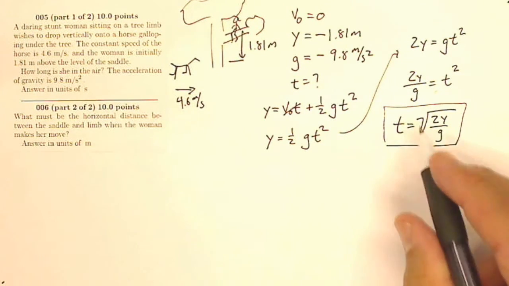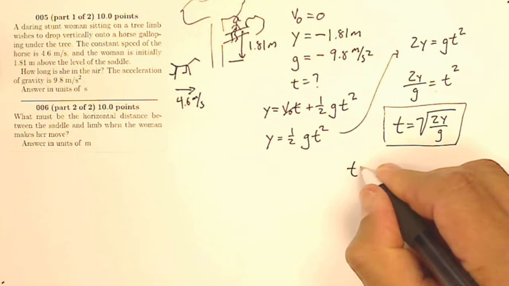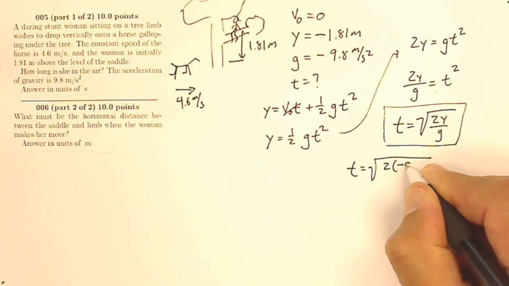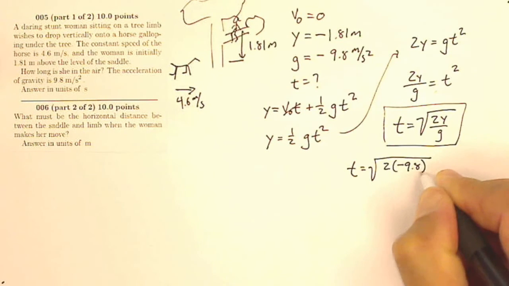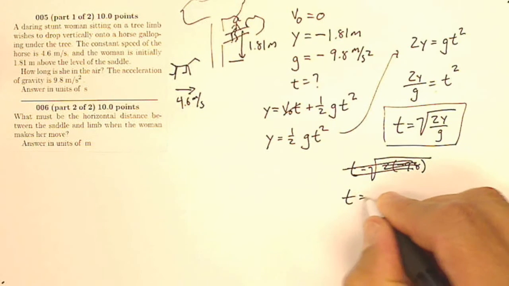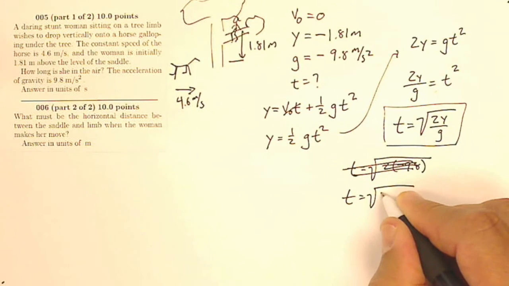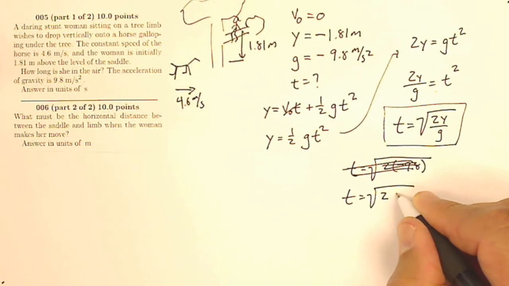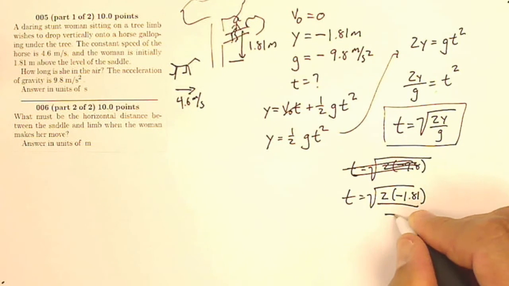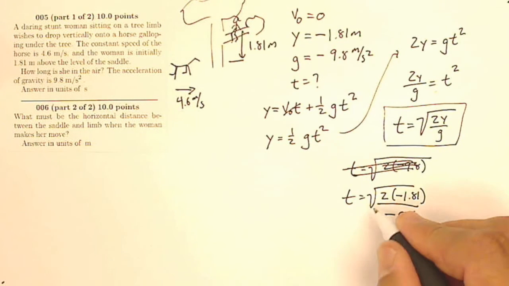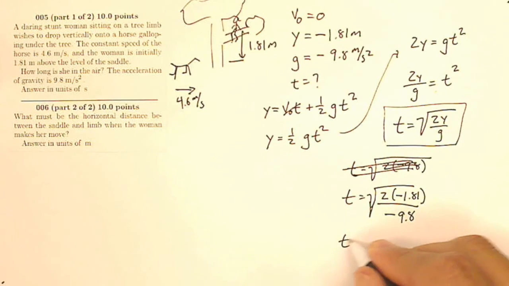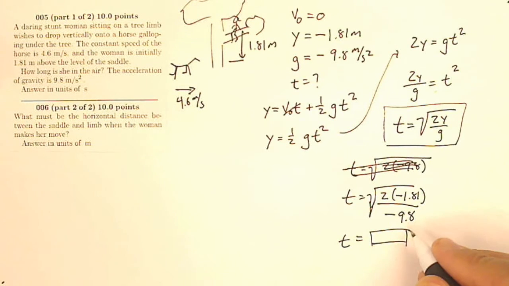So for this one, how long is she in the air? Well, let me plug it in. My time is going to be the square root of 2 times y, so 2 times negative 1.81, divided by g, which is negative 9.8. And you'll see that that negative and that negative are going to cancel out. So when I solve that, I will have the time she is in the air.